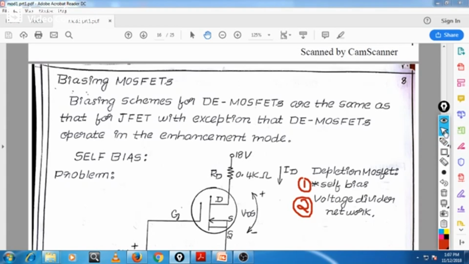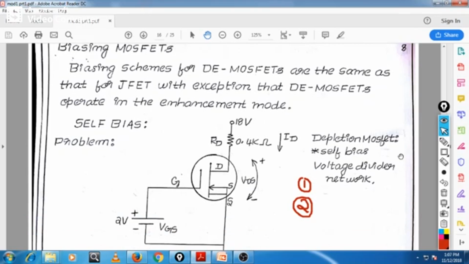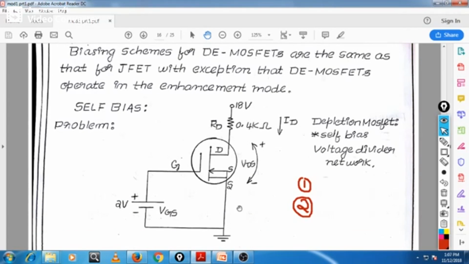What is self bias? We will take the circuit diagram. Here this is a depletion MOSFET. What type of MOSFET is it, N channel or P channel? This is N channel, because by seeing this you can say the arrow is towards the inside. We have the gate terminal, the drain, and the source, and the fourth terminal is shorted with the source, and the drain resistance RD is 0.4 kilo ohm, and this is our VDD.